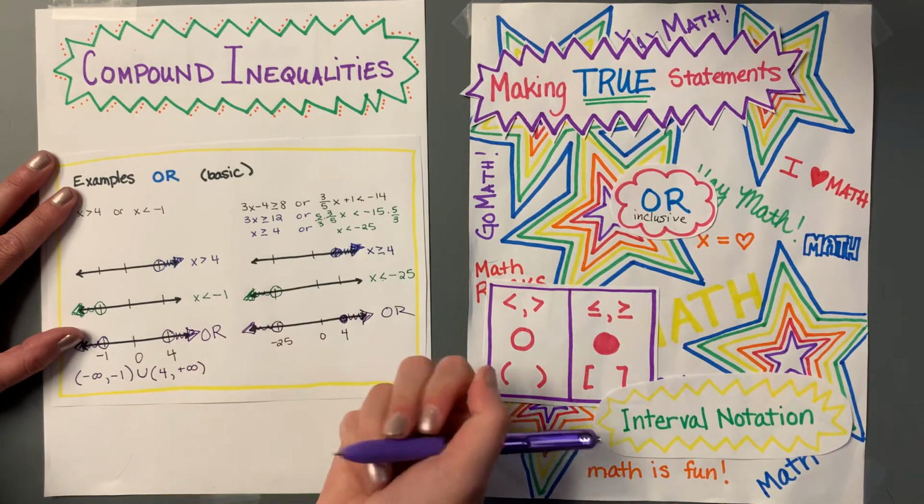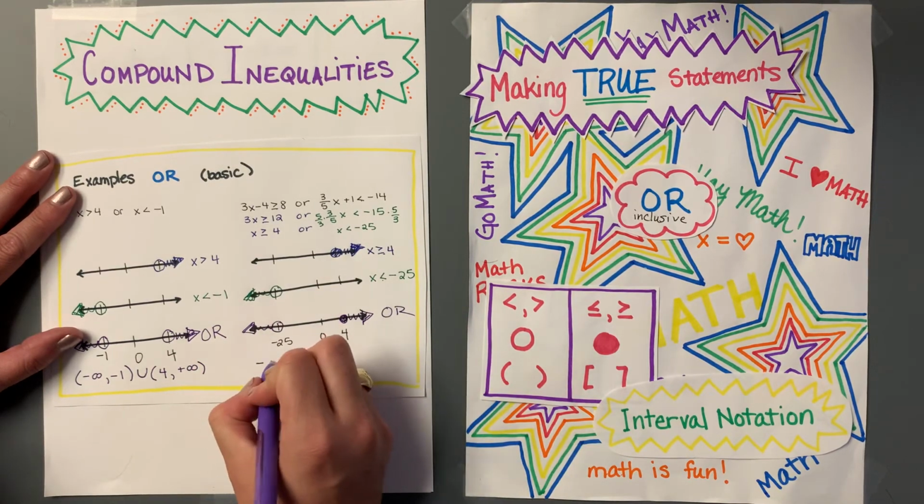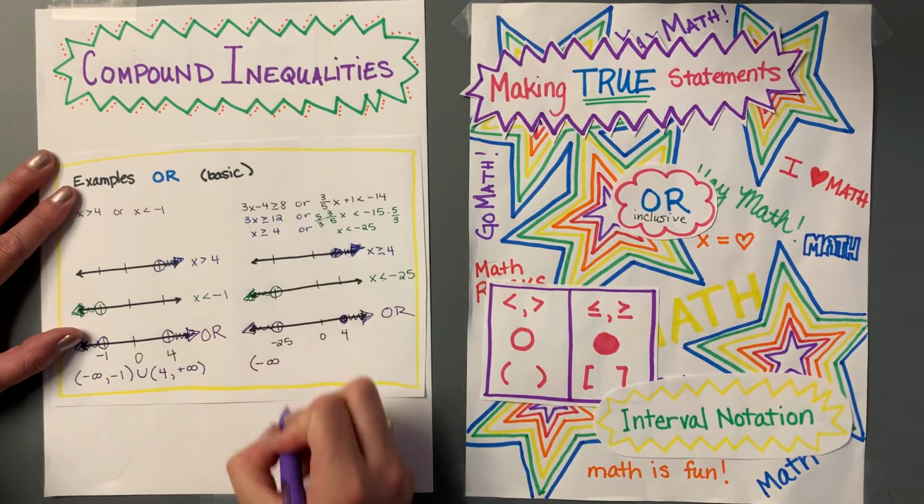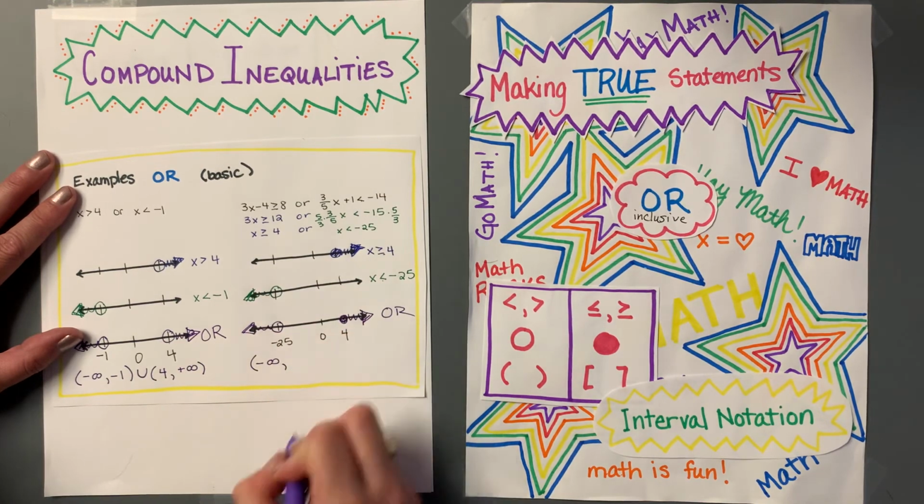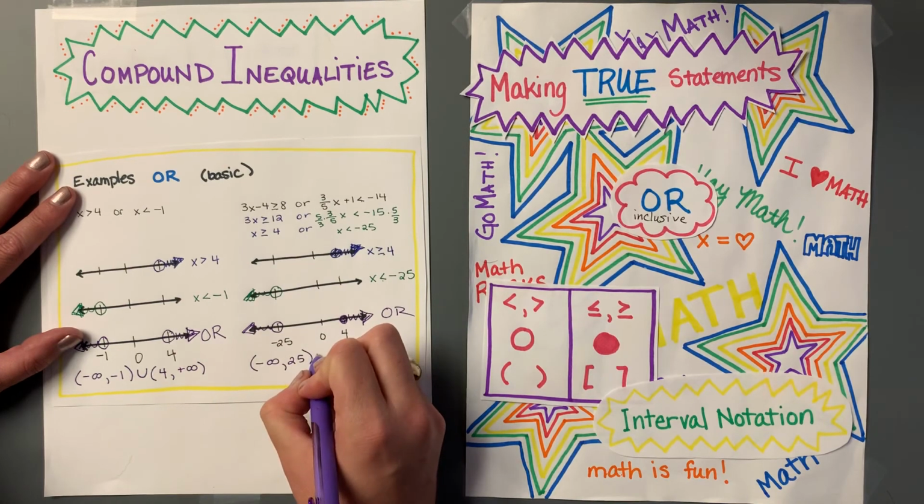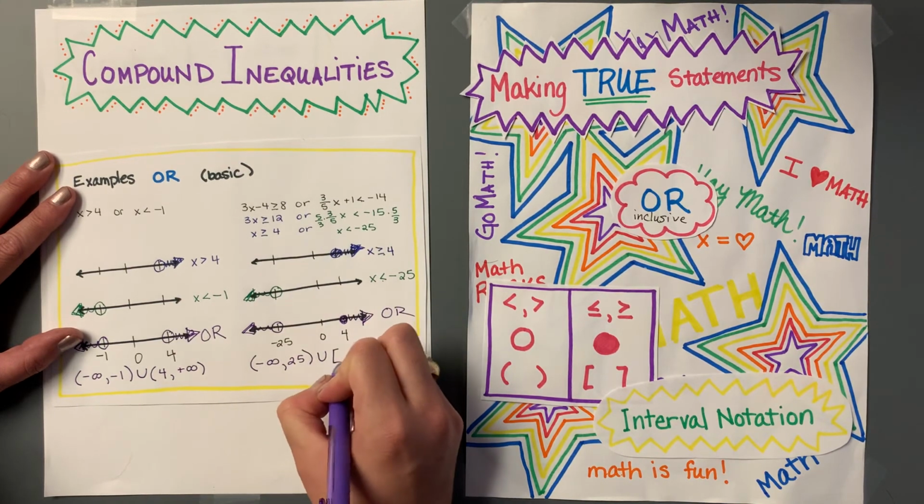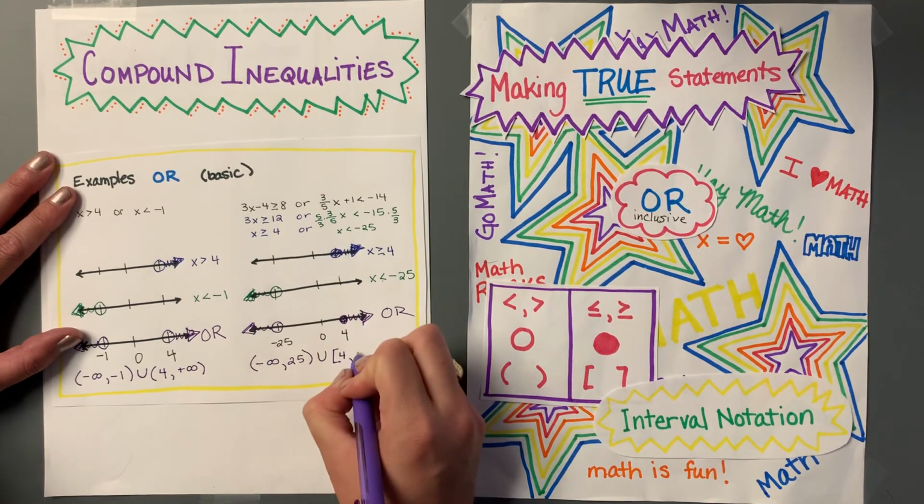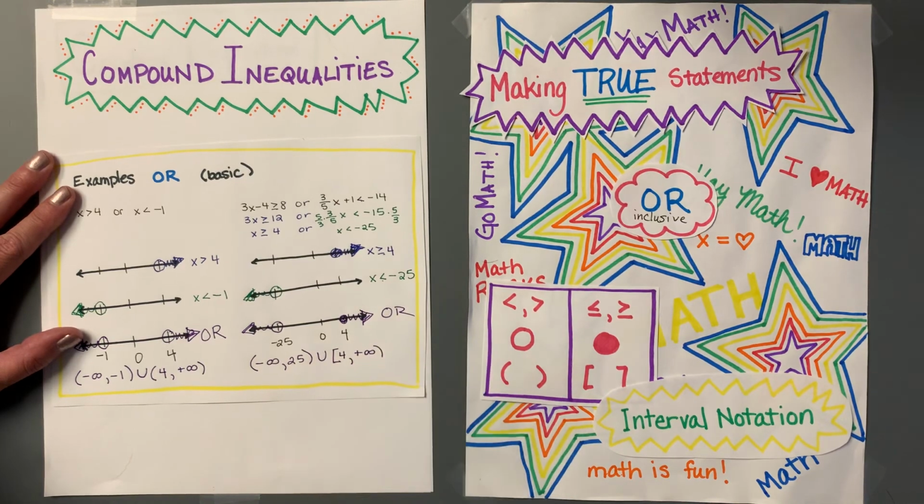So using interval notation, reading from left to right, -infinity is not included because it's a concept, not a number. Shading all the way up to -25, but not including it. Jumping over a section, including 4, all the way up to +infinity, but not including it.